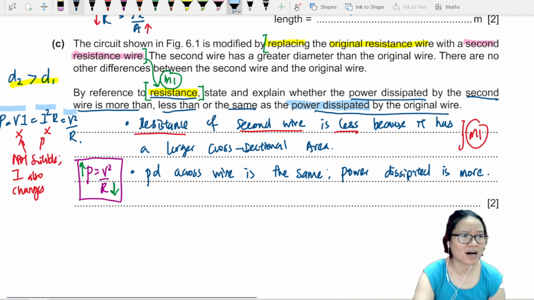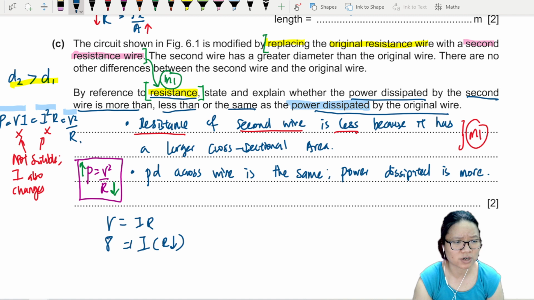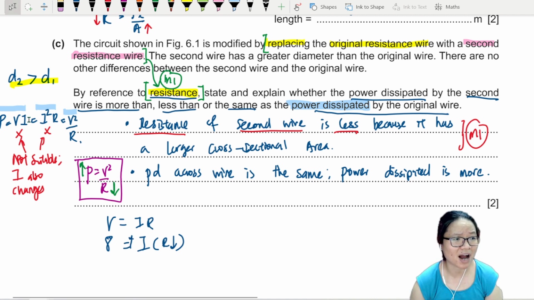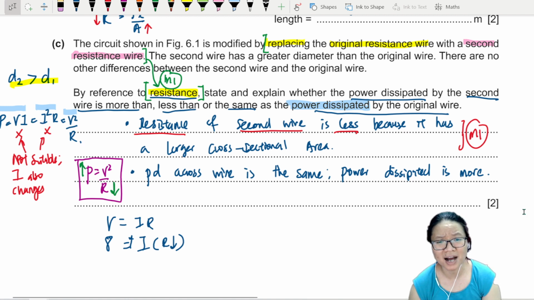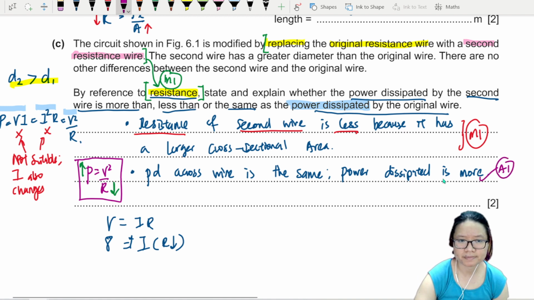Because V equals IR. So if this is 8 and this never changed, and this R drops, the current will increase. So I don't want my equation to have I, because I don't want to talk about I. It's only 2 marks. I don't care about I. So I will use V squared over R. V is always 8 volts, which means if R decreases, power dissipated is more, or power dissipated increases. This is the link. This will give you your A1.